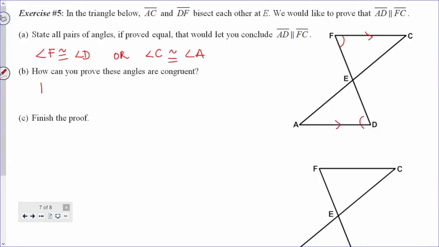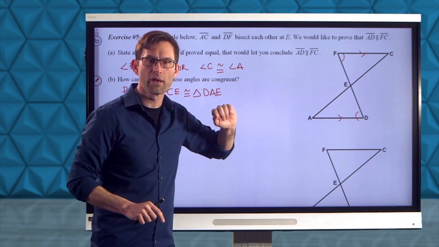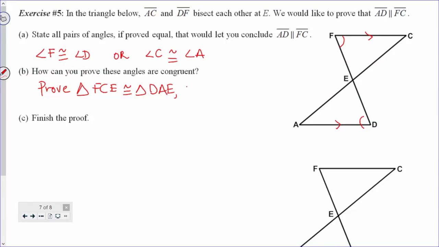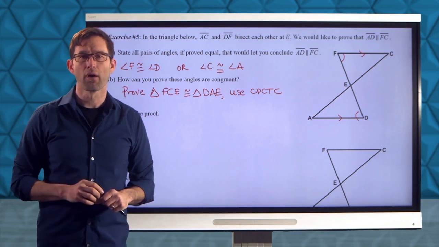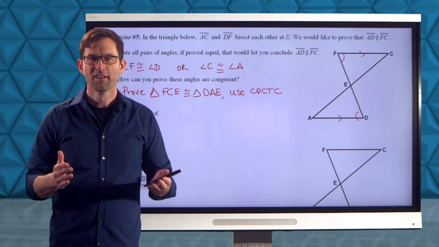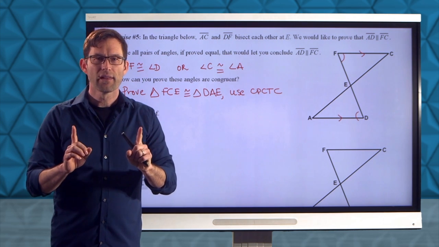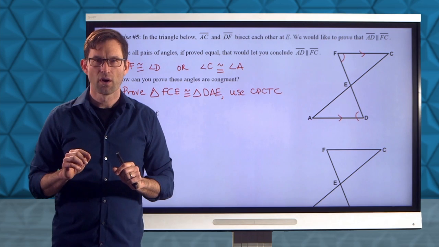So I'm going to prove triangle FCE is congruent to triangle DAE. I'm not sure how yet, but I'm going to prove that the triangle up here is congruent to the triangle down there. And then I'll use CPCTC. I'm not sure why, but today I'm feeling a lot like a paragraph proof instead of the T-table proof. So let's jump right into it, and let's start to prove that those two triangles are congruent.